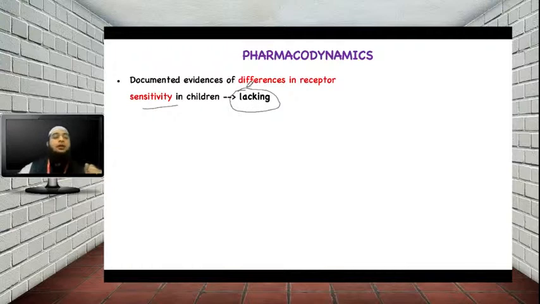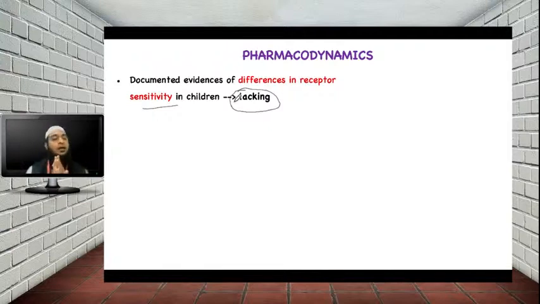So that is the reason the documented evidences, although they are there, but the difference in the receptor sensitivity in the children it is lacking. So most of the time how a drug is going to produce pharmacological action is unpredictable, and due to that reason when a new drug is launched into the market and if it is given to a pediatric patient, that patient must be kept under strict surveillance, right?